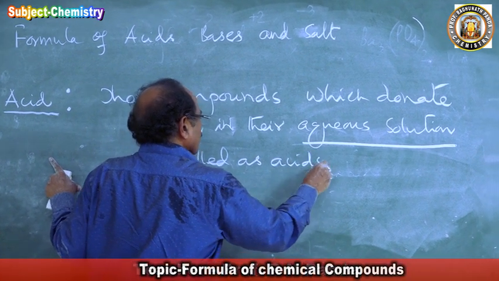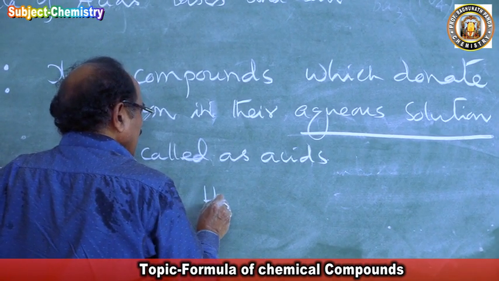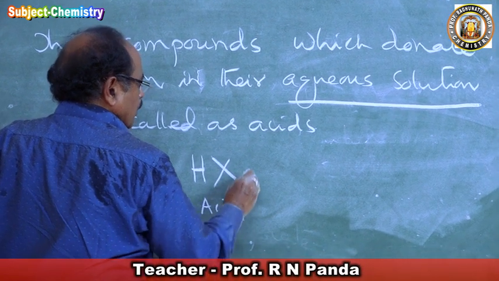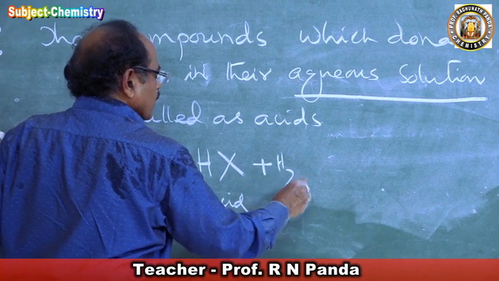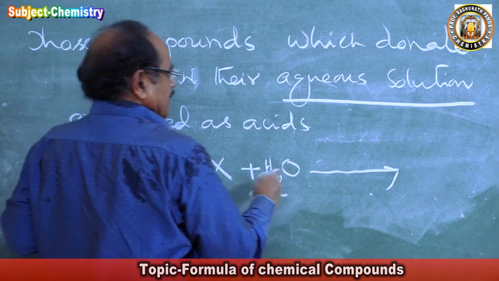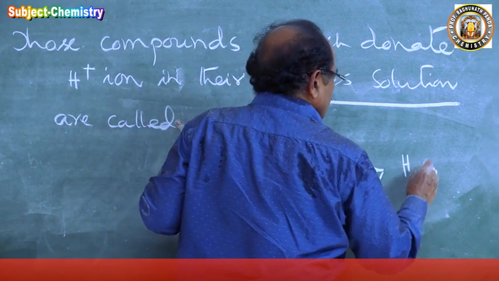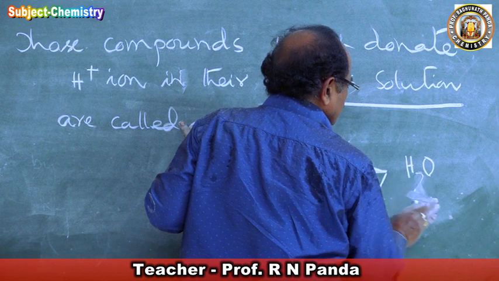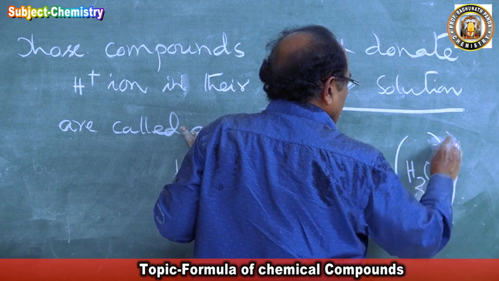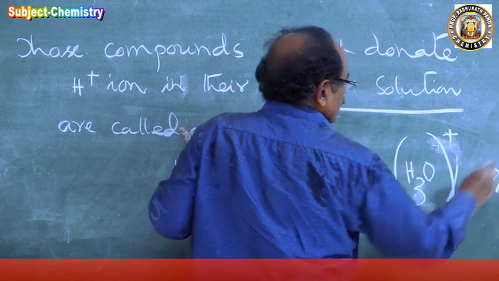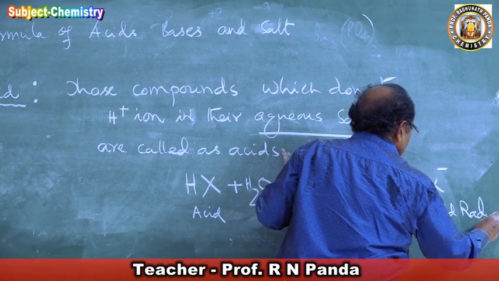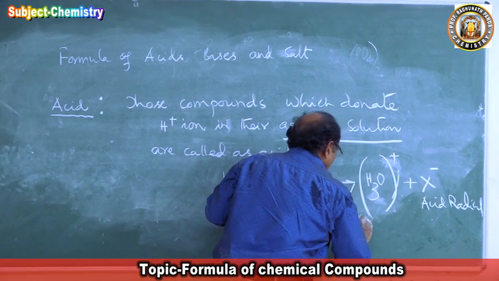Means what? The formula has H, X is there. This is the acid. HX is the formula for acid. What you do, we add water. When we add water, this H plus comes and goes to water. I taught you the hydronium ion, so H2O plus H, so this will form H3O plus, the hydronium ion, and X minus. So what is this? This is called the acid radical because it comes from the acid, and this is called the hydronium ion.